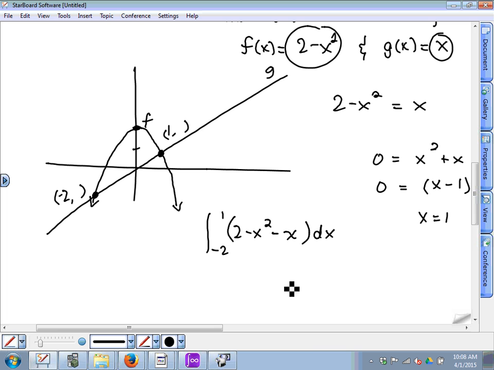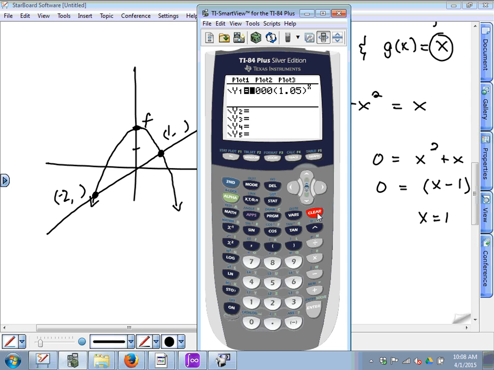Will a calculator do this? Yeah. So if you type in 2 minus x squared, and then for the g function, you know what, actually, let's see. I'm not sure, we could try it.